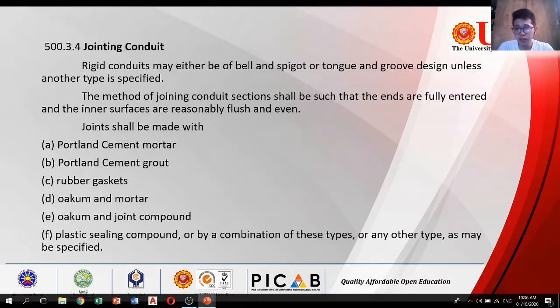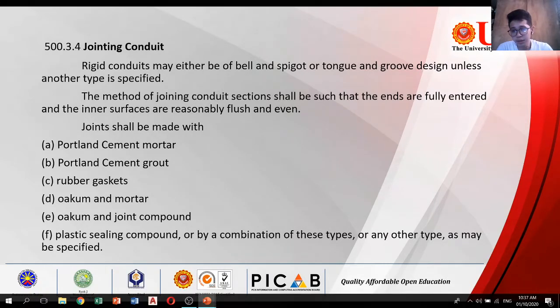Jointing conduit. Rigid conduits may either be of bell and spigot or tongue and groove design unless another type is specified. The method of jointing conduit sections shall be such that the ends are fully entered and the inner surfaces are reasonably flush and even.